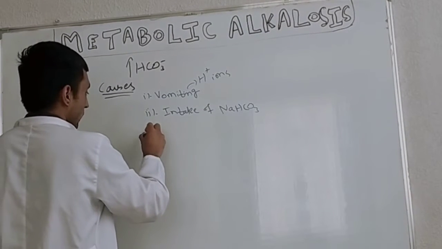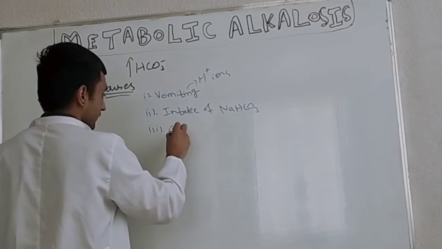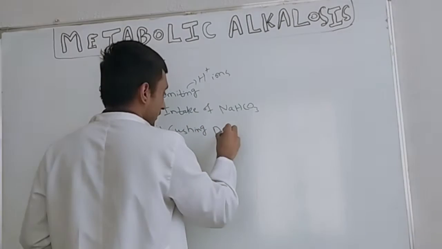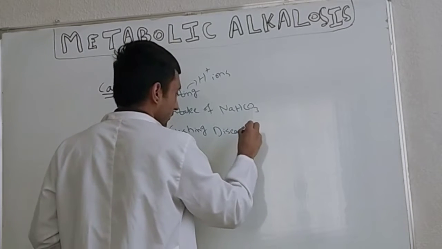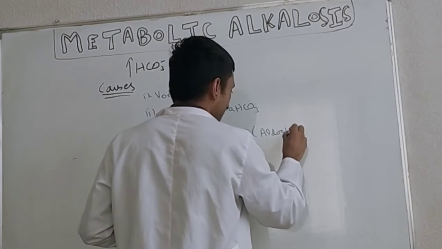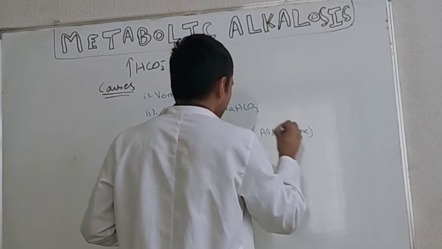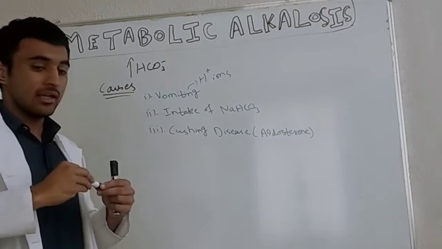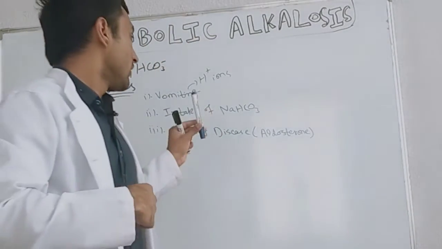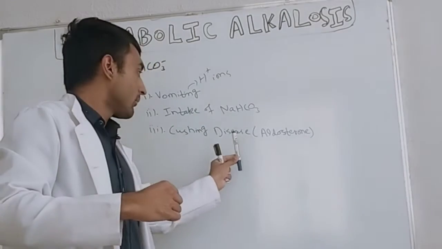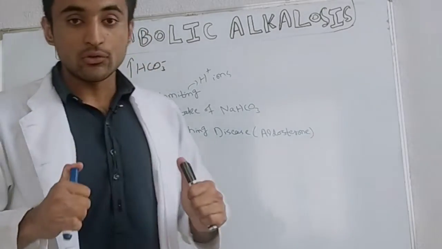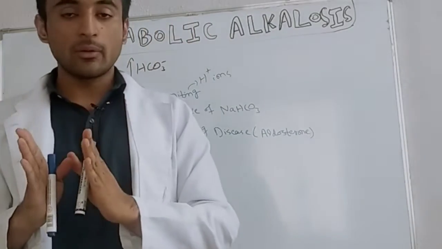Then we have the very important Cushing disease. Cushing disease can also lead to metabolic alkalosis. How? In Cushing disease, the renal cortex releases more of a hormone called aldosterone. So what does aldosterone do? Aldosterone conserves the sodium ions into the blood.